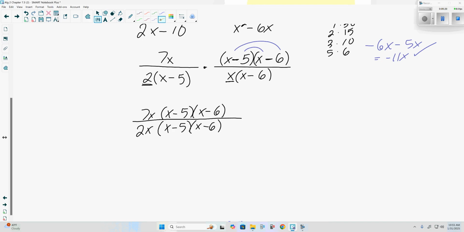Yes, because x minus 5 simplifies with x minus 5. X minus 6 simplifies with x minus 6. And actually our x and x simplify as well, leaving us with what? 7/2. So really everything simplified except for our two numbers.